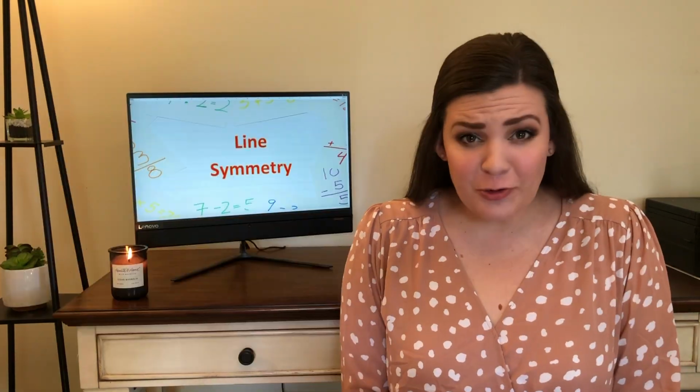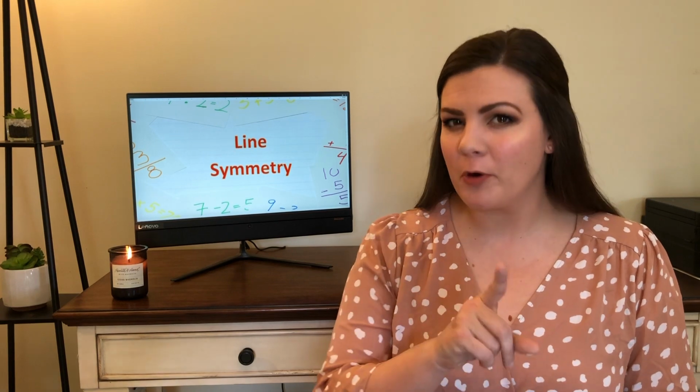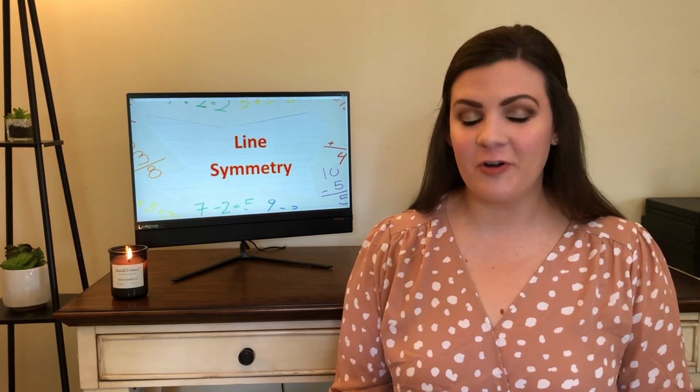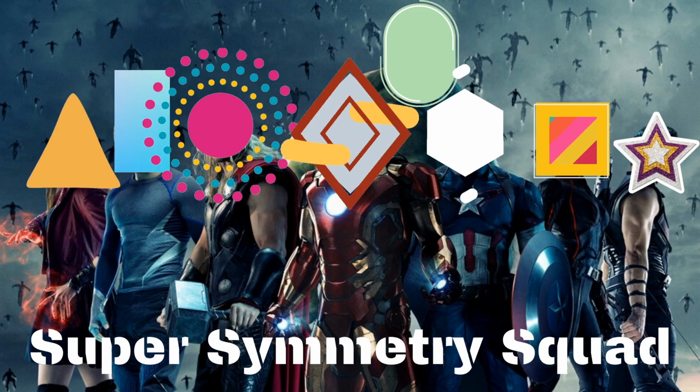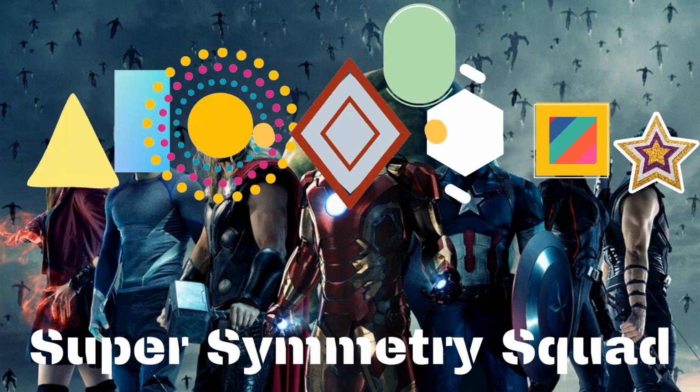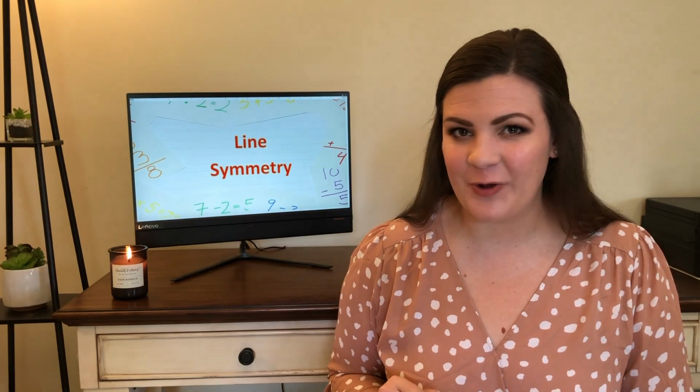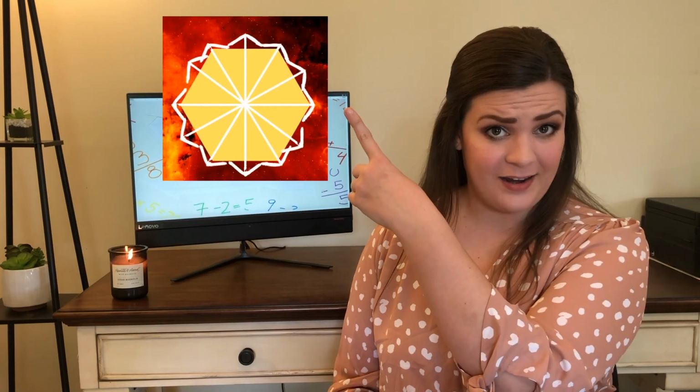Fantastic. Did you know that some shapes have more than one line of symmetry? They are part of what I like to call the Super Symmetry Squad! Let's bring back some old friends that we all know and love. First, let's look at triangle. This triangle has 3 lines of symmetry. Can you see all 3? And this is square. Square has 4 lines of symmetry. Can you see all 4? A hexagon has 6 lines of symmetry. And a circle? A circle has an infinite number of lines of symmetry.